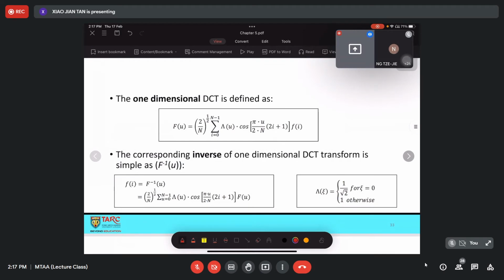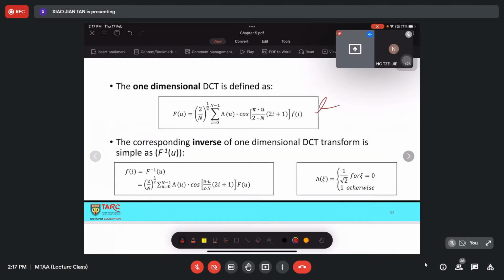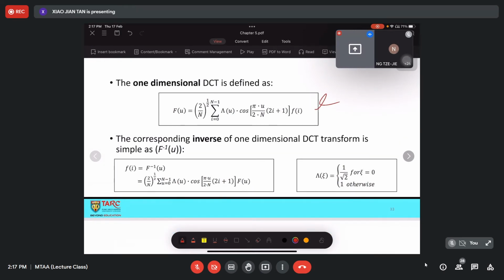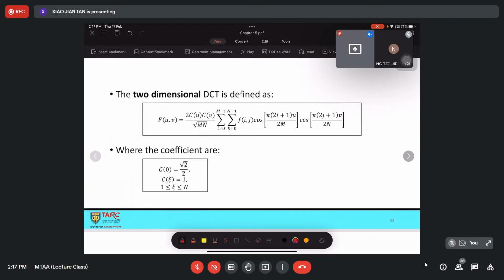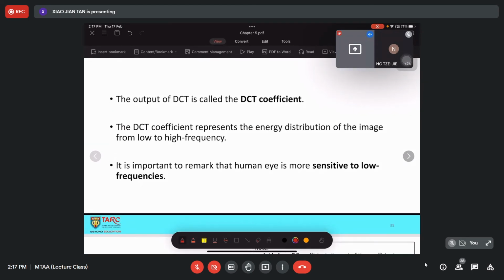So the one-dimension DCT is defined as this one, and the corresponding inverse of the one-dimension DCT is simply just this one. So this is the two-dimension DCT which we are going to use, because an image is two-dimensional, and the output of DCT is called DCT coefficients. The DCT coefficients represent the energy distribution of the image from low to high frequency.